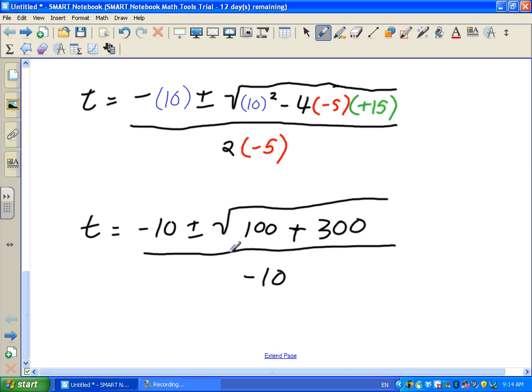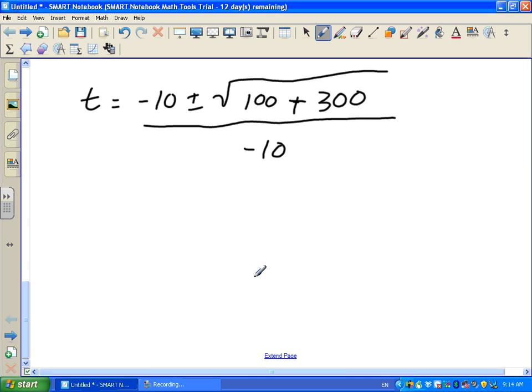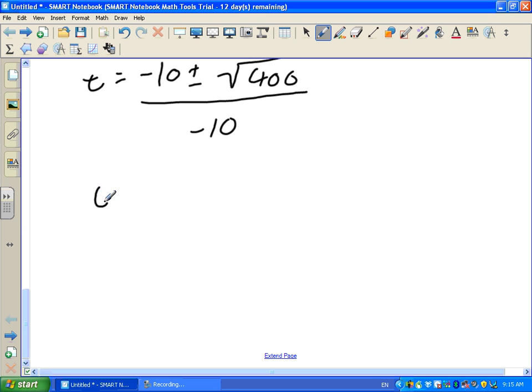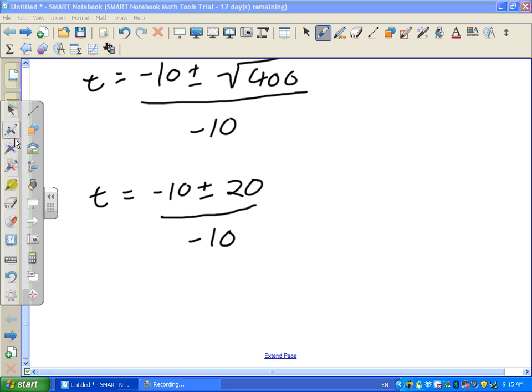We're working through BEDMAS, finding out what t is equal to. Next line. Negative 10 plus or minus. This is going to be the root of 400, divided by negative 10 again. What's the root of 400? Anyone know? 20. Plus or minus 20. Okay, so what's very important right now is I've worked this down about as low as I can go with what I have.